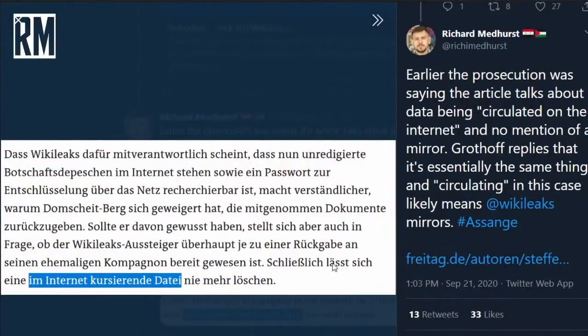And yeah, here we go again from the Freitag article. So they're just openly saying, schließlich lässt sich eine im Internet kursierende Datei nicht mehr löschen. So they're saying that the file is on the internet and it's not going away. And they're just telling people, not just the name, but they're saying, yeah, it's out there and there's a way to unlock it. It's setting everyone off on a wild goose chase. And sure enough, just a few days later, the goddamn thing is online.